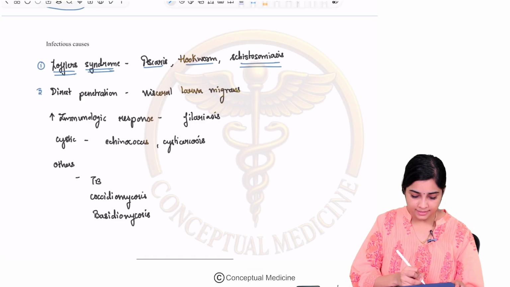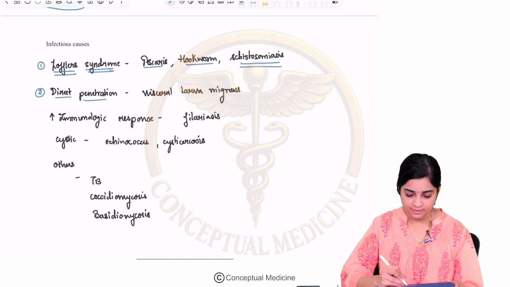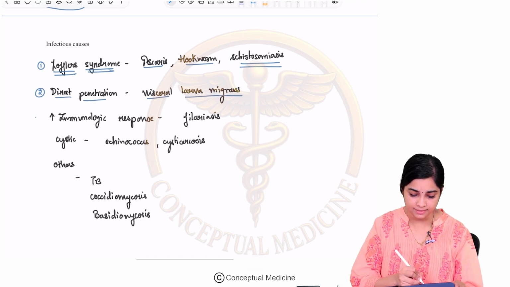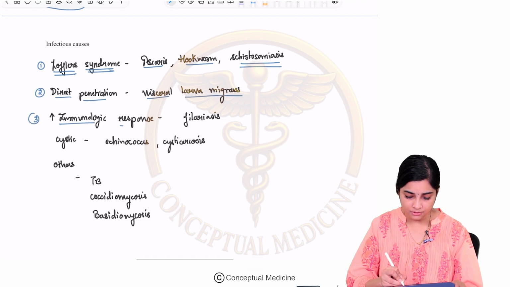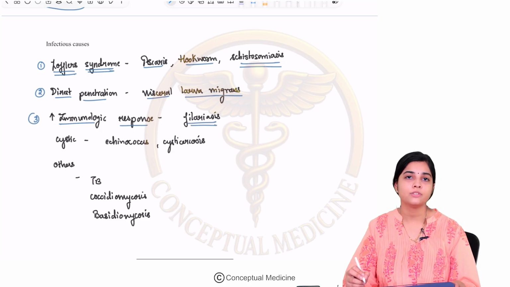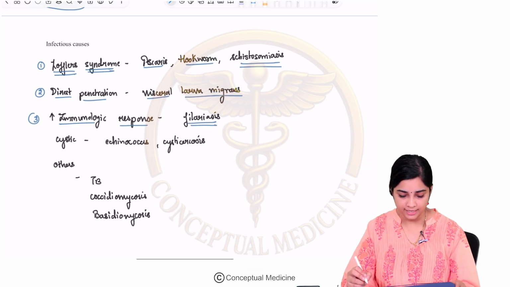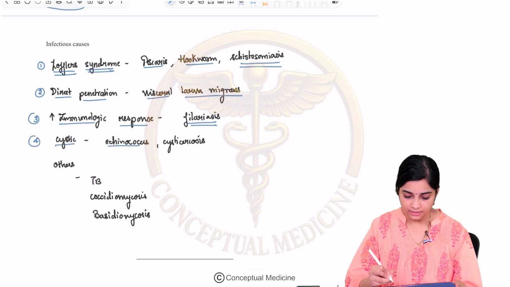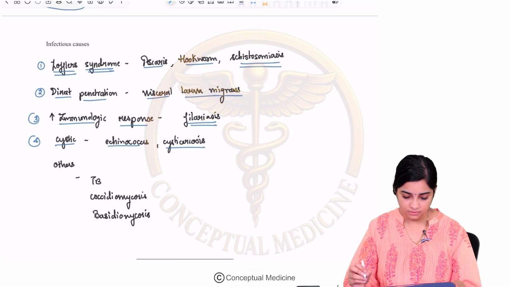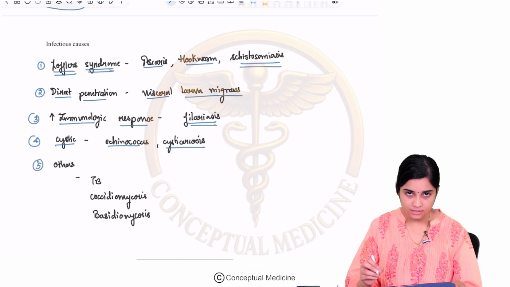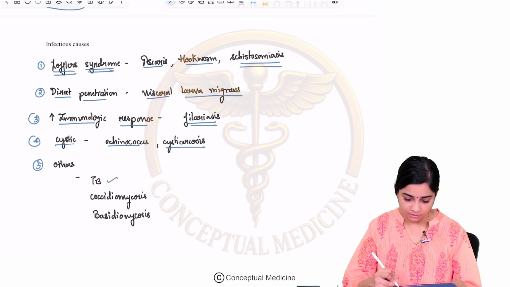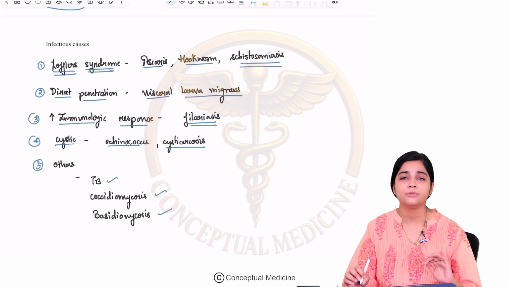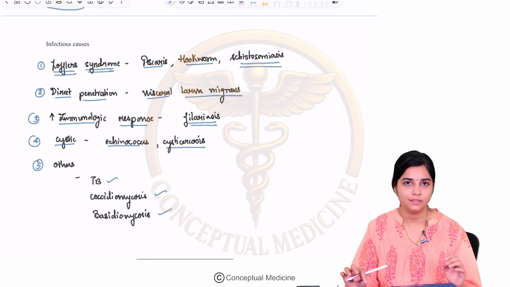Then certain parasites can cause direct penetration into the lungs, and this is what we call visceral larva migrans. Then there can be an increased immunologic response which results in eosinophilia and pulmonary infiltrates, which is seen in filariasis. Then cystic parasites, including echinococcus and cysticercosis, and other disorders associated with eosinophilia include TB, coccidioidomycosis and basidiomycosis. So this is the huge list of infections which can cause eosinophilia.